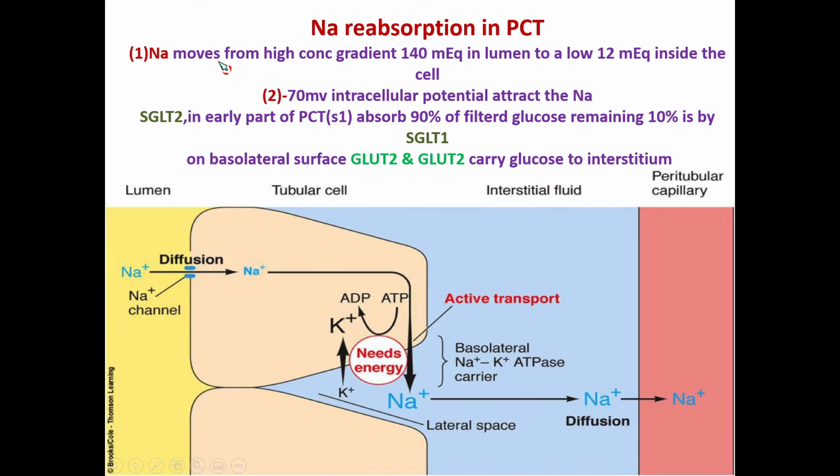Sodium moves from a high concentration, that is 140 milliequivalent in the lumen, where more and more sodium is coming into the filtrate, to a low 12 milliequivalent inside the cell. Inside the cell it is low. Why is it low? Because of the function of the sodium-potassium pump.